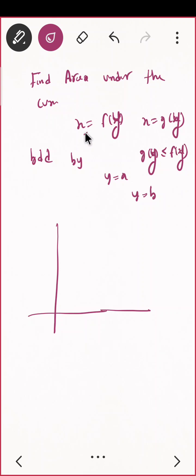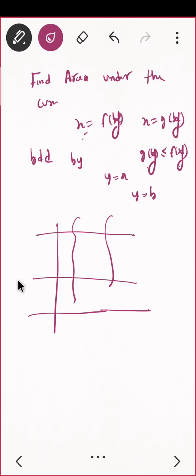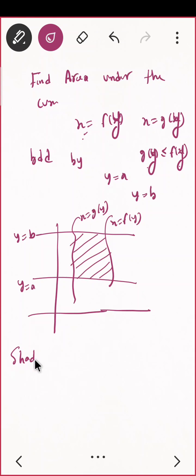Is that okay? So first x equal to f of y graph will be something like this. X equal to g of y, since you are telling that g of y is less than or equal to f of y, it will be something here, something like this. Do you agree? And these things are bounded by two lines, that is, one is y is equal to a and one is y is equal to b. What you have to find? You have to find this area under this curve. Correct? Can you quickly tell me what will be the answer? So this is x equal to f of y and this is x equal to g of y. Shaded part. Can you tell me what will be the answer? Anyone?